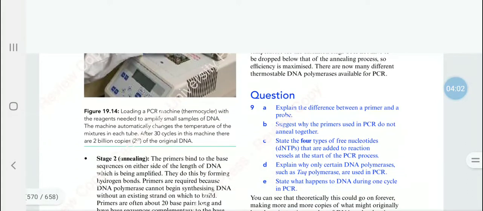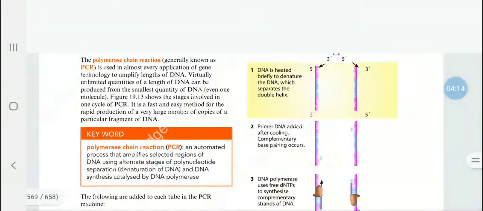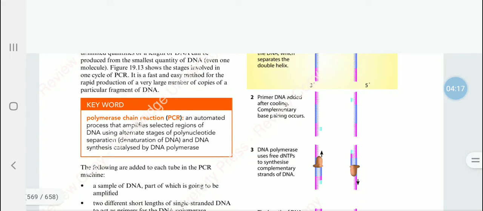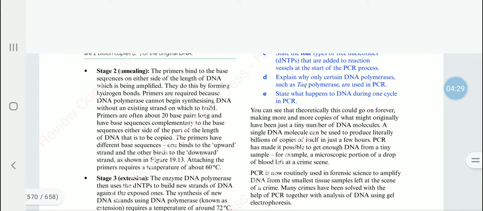Now, stage 2 is going to be annealing. The primers bind to the base sequence on either side of the length of DNA which is being amplified. As you can see here in number 2, primer DNA is added after cooling, and complementary base pairing occurs. DNA primers are required because DNA polymerase cannot begin synthesizing DNA without an existing strand on which to build. Primers are often about 20 base pairs long and have base sequences complementary to base sequences either side of the part of the length of DNA that is to be copied.